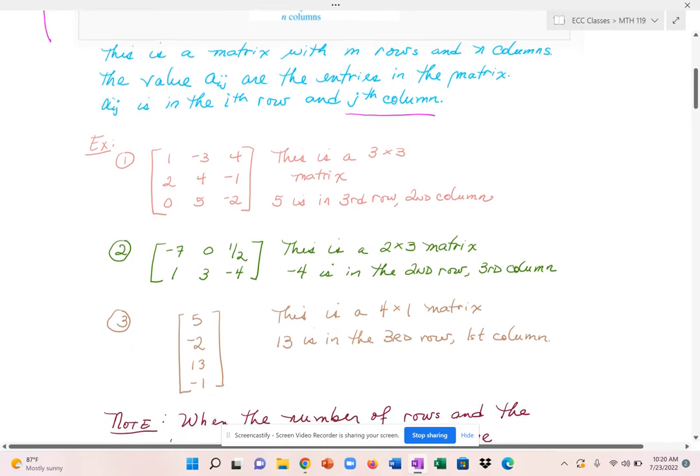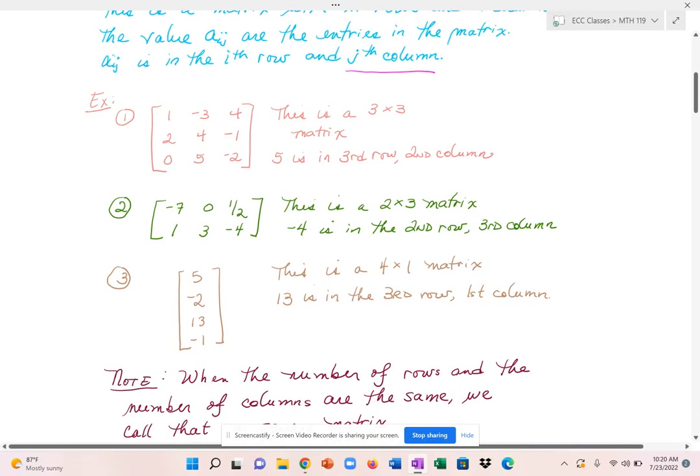Notice that you can have zeros, you can have fractions, you can have decimals, integers. Any number could be an element within the matrix. The third example, this is a 4 by 1 matrix. It's got 4 rows, 1, 2, 3, 4, but only 1 column. And the number 13 is in the third row, first column. Okay, so that's just some examples of how to read a matrix and how to determine its dimensions. You always state the number of rows first, followed by the number of columns, just like that.